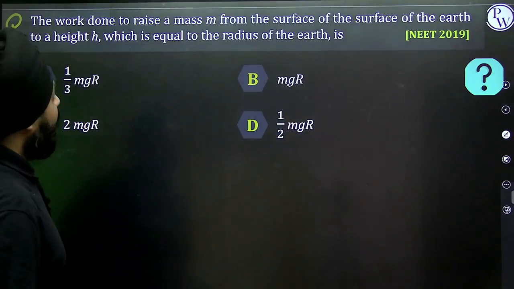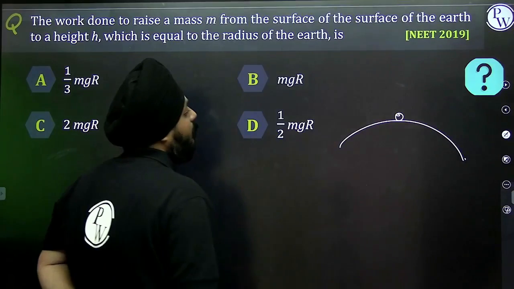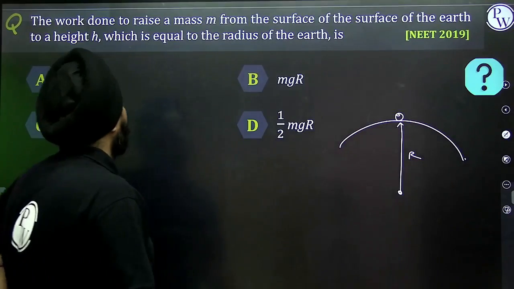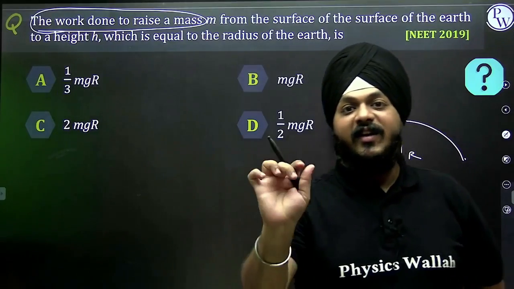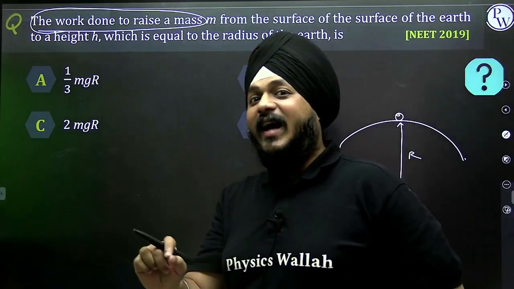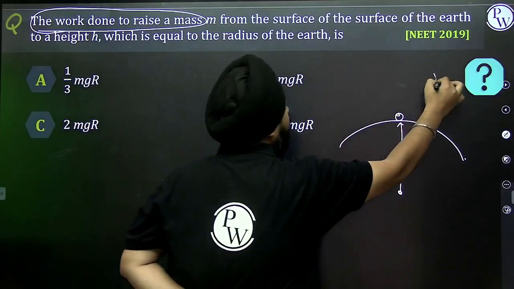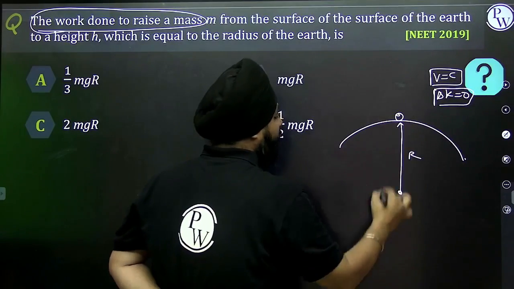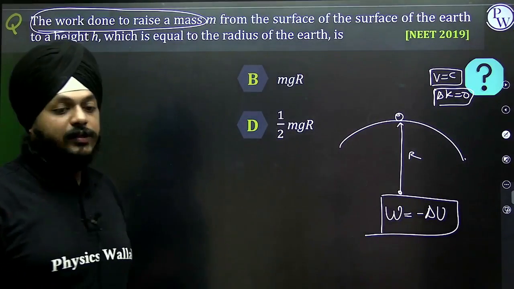Okay, see the work done to raise a mass m from the surface of the earth. This is the surface of the earth. From the center of the earth, distance is calculated. This statement says that work is done by an external agency, right? So it means work is done in such a way that the velocity of the particle remains constant. So the change in kinetic energy is 0, right? So whatever work is done will be changed into the potential energy.